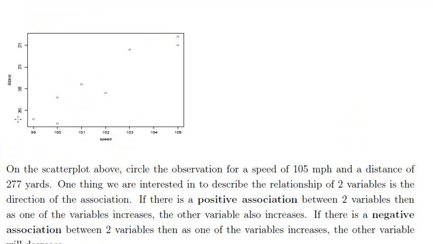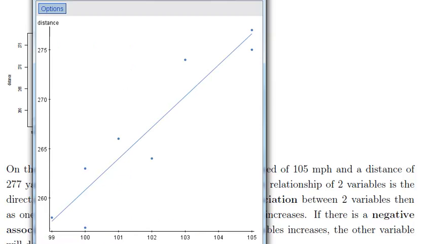Positive means that as one variable increases, so does the other. So you'll get a line that goes in a positive direction. And that makes sense. As the speed increases, so does the distance. So this would be a positive association.